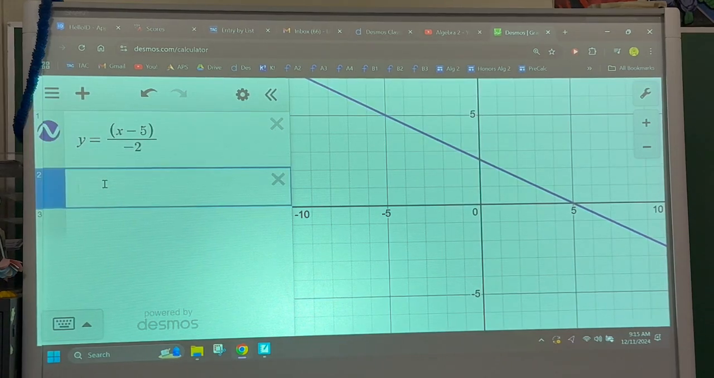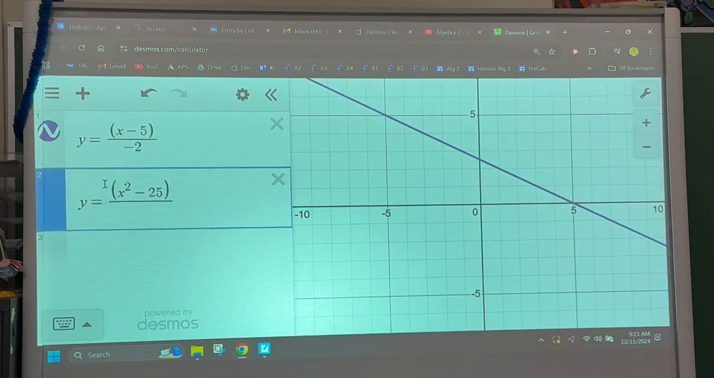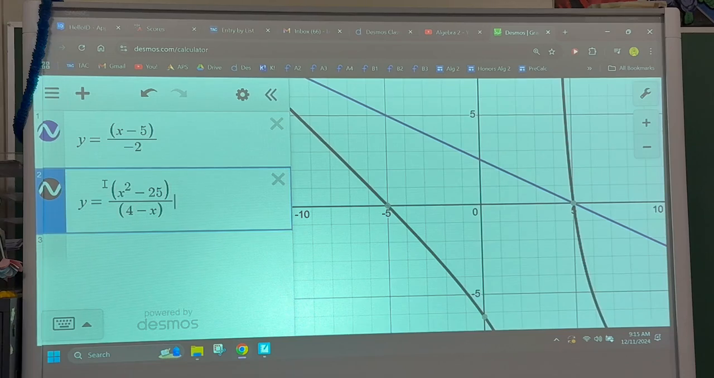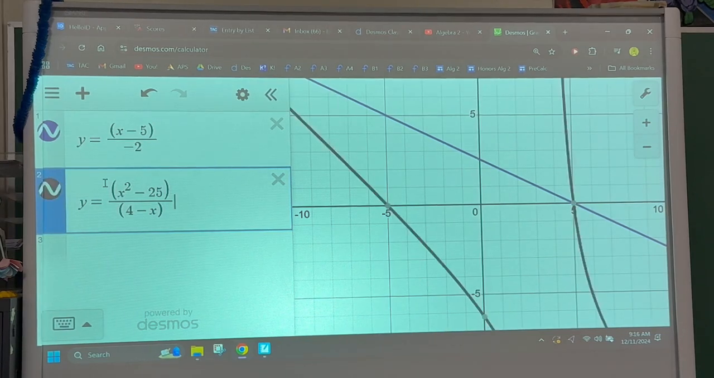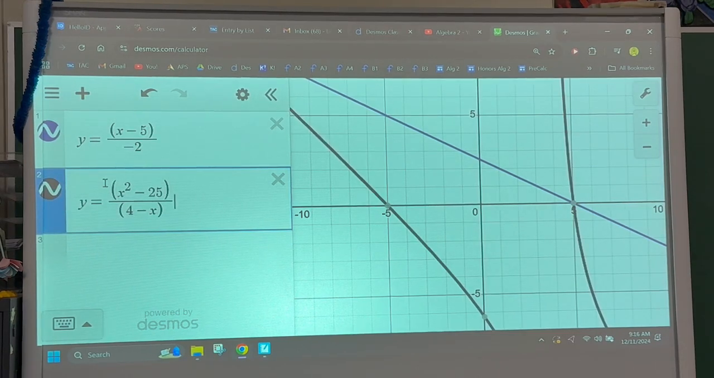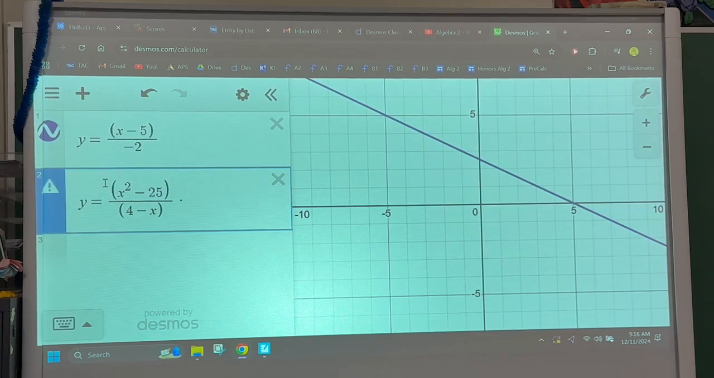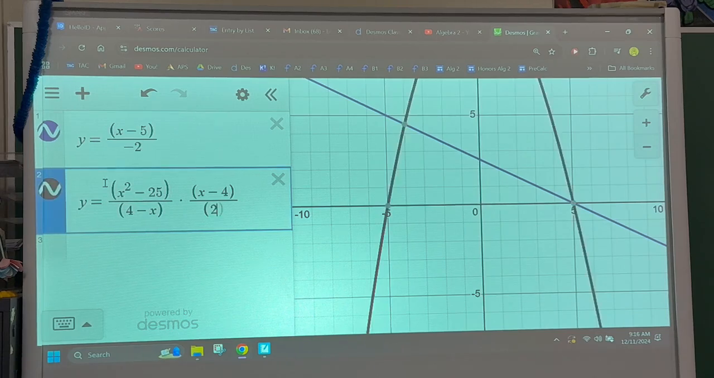So how do you see the hole in the graph? Well, you have to go back to your original equation. X squared minus 25 divided by 4 minus x times, no, it was divide. Divide, wow, that gets ugly, right? Maybe I'll do the keep, flip, change times the one that I flipped. X minus 4 divided by 2x plus 10.